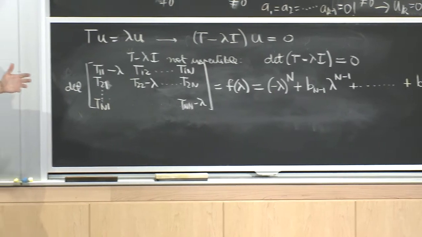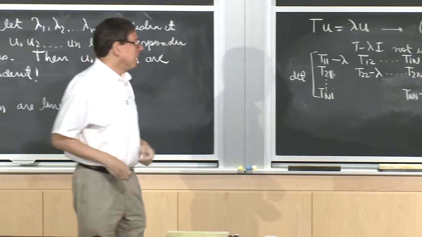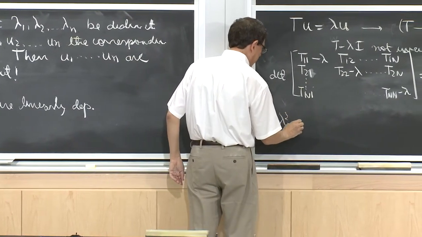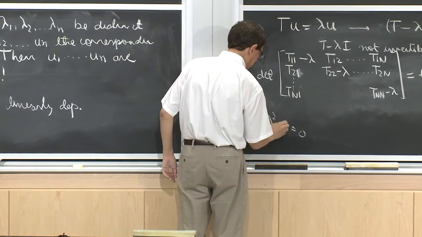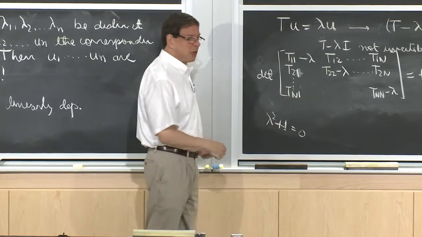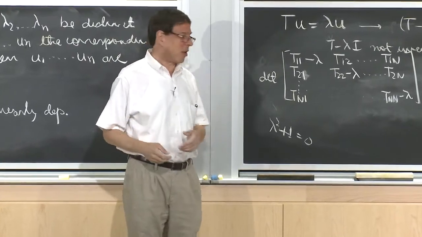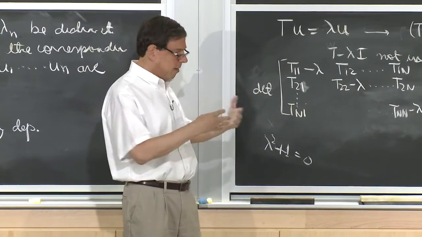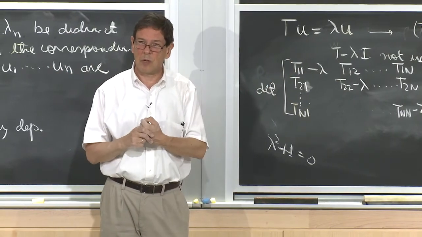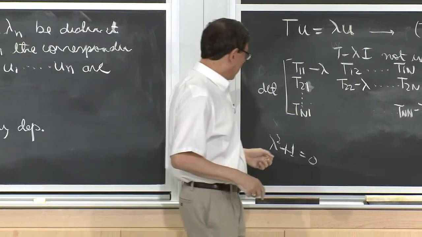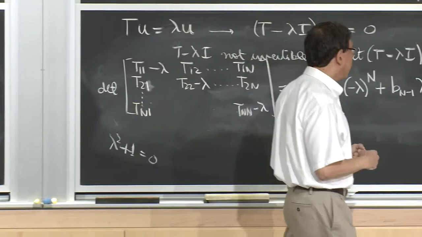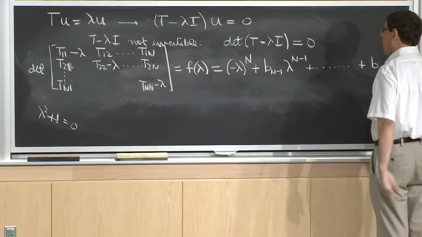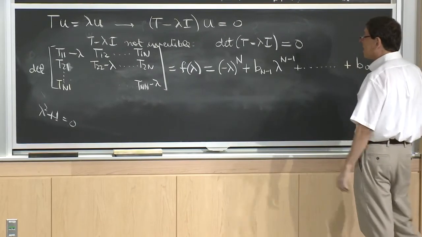If you have a quadratic equation, lambda squared plus 1 equals 0, over the reals, you don't have solutions. But over the complex numbers, you always have it. That's why we get a lot of eigenvalues when we solve over the complex numbers. Here you have plus minus i as the solutions. And here, if you have an nth order equation, there will be some solutions.